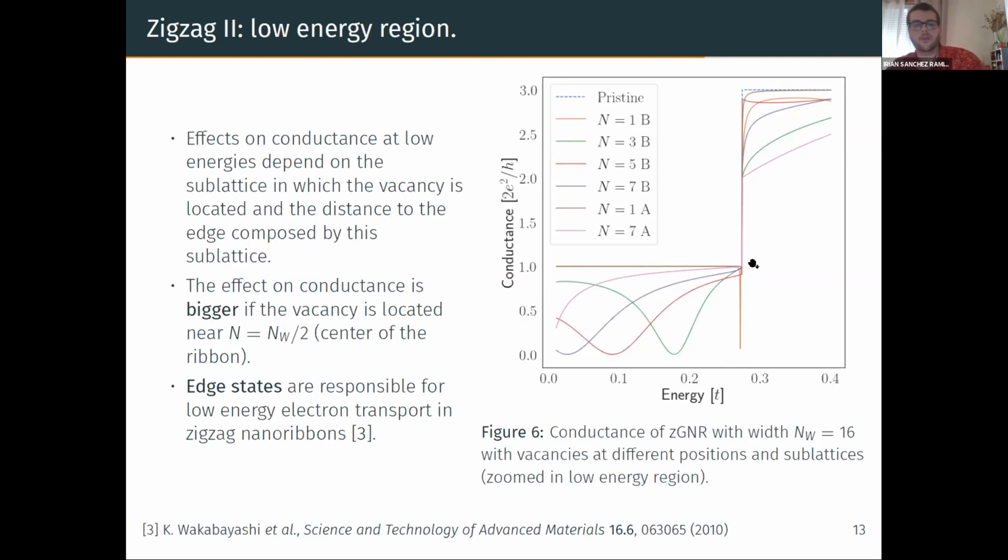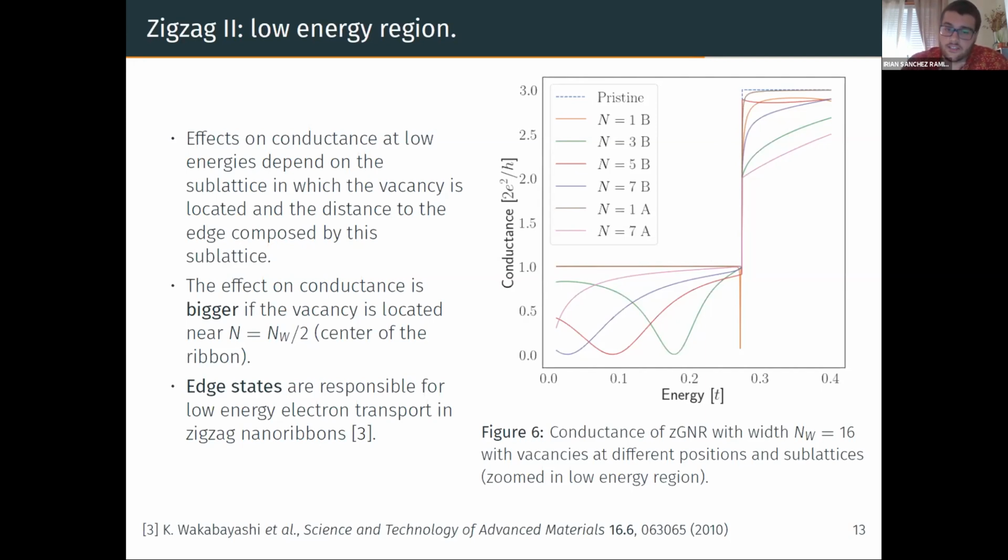Also, the effect of the vacancy is only appreciable if the vacancy is located near the edge that's formed by this sublattice. What I mean here is that if we place a vacancy at n equal n 1a, we are not seeing any effect on the conductance at all. But why is it happening? All these observations are leading us to one conclusion that is pretty clear.